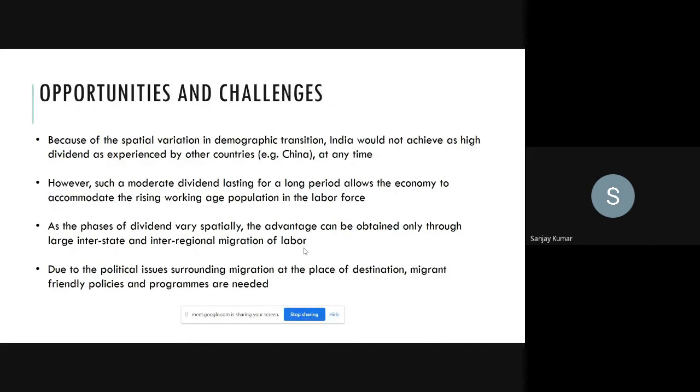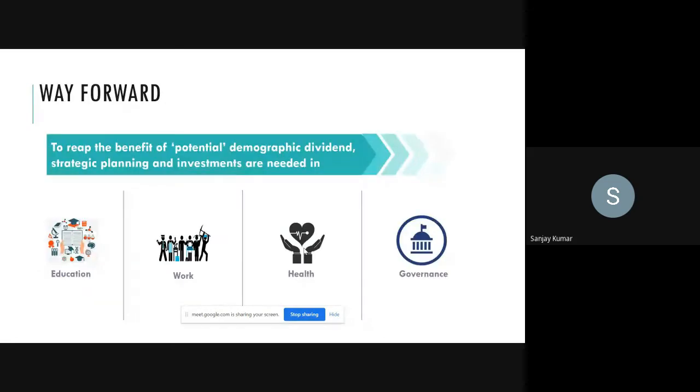What we need to do is to see that at the destination of these migrants, there should be some migrant-friendly programs and policies, so that we will be able to reap the full benefit of demographic dividend without any fear, and people will be there contributing to the state economies. Now, if this is the situation and we have to reap the benefit of the demographic dividend, what do we need to do today, and what do the programs and policies in our country need to do?